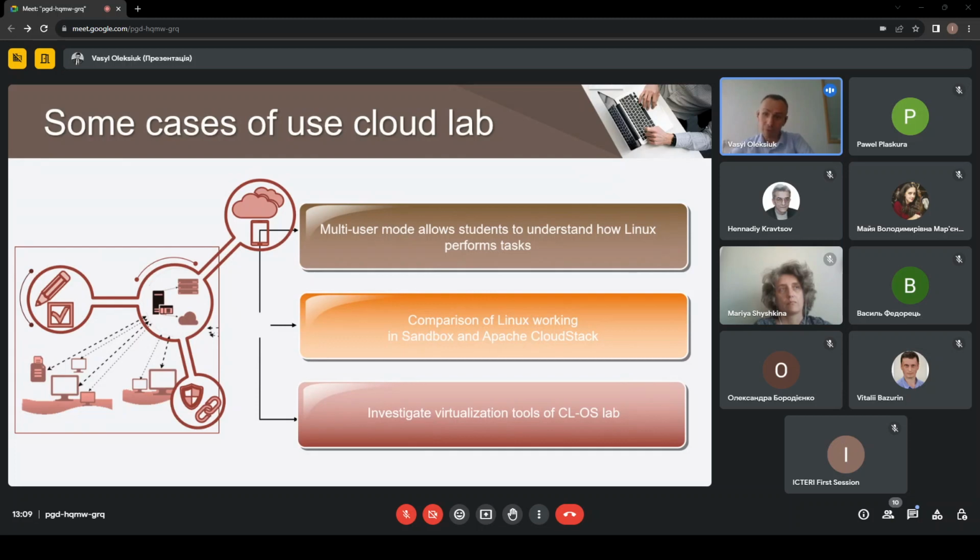Comparison of Linux working in a sandbox and on the Apache CloudStack platform. An example is the investigation of the first parent process name in various Linux distributions and releases. They can be described in a module setting where data is stored.